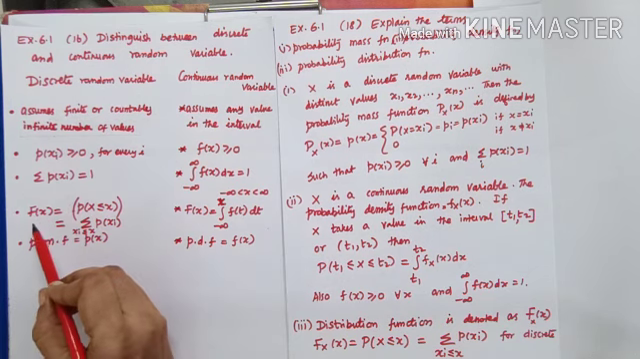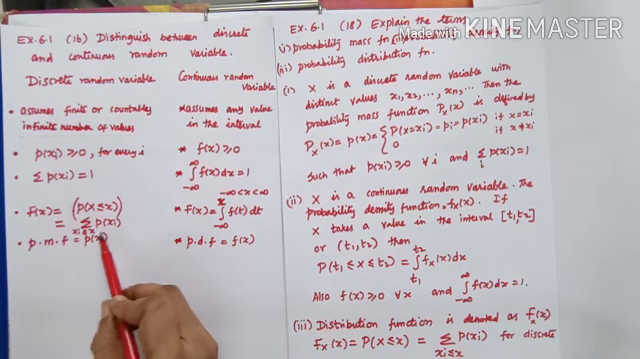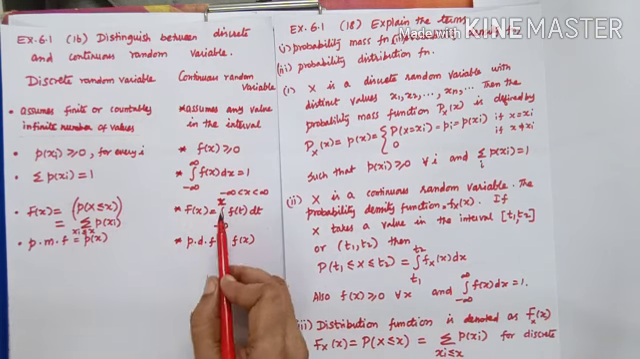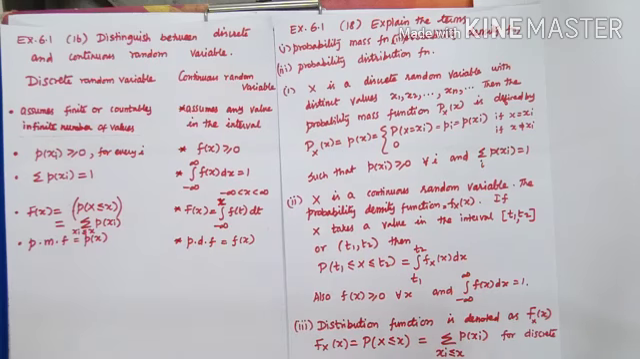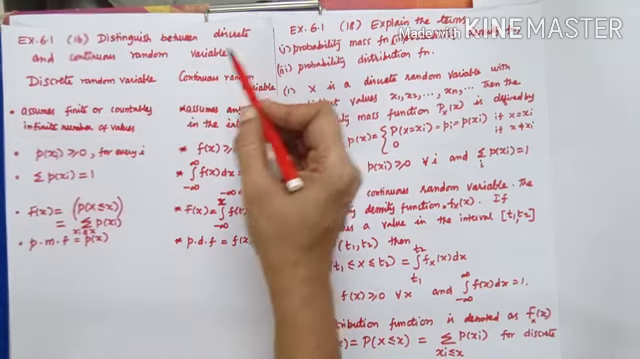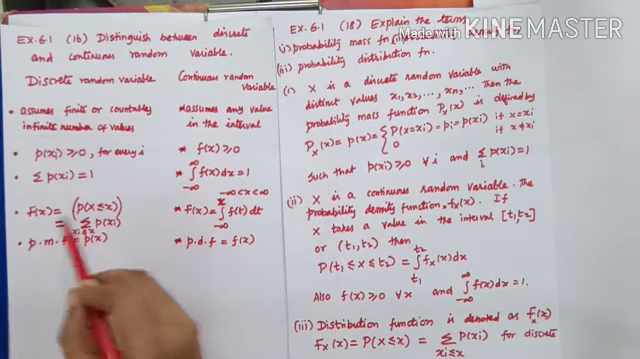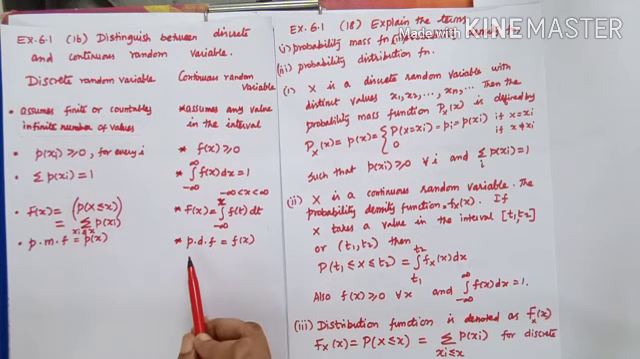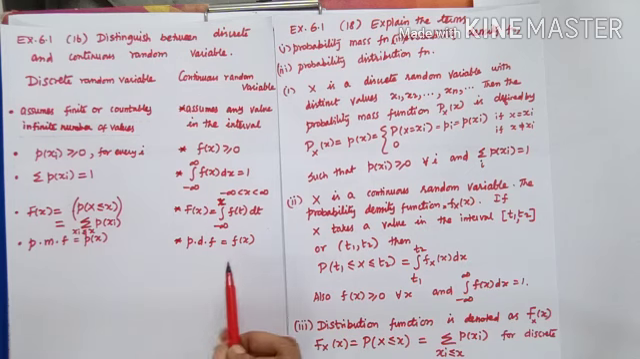Here we say capital F of x as sigma p of xi, where xi is less than or equal to x. Here we say the same but with an integral. So the same old ideas we discuss again and again. What all you know about discrete and continuous, you can tabulate. Here I call it probability mass function. Here I call it probability density function. Here we denote p of x, whereas here we denote f of x.